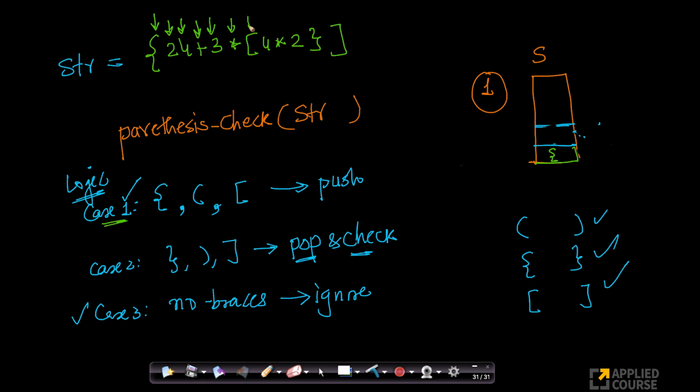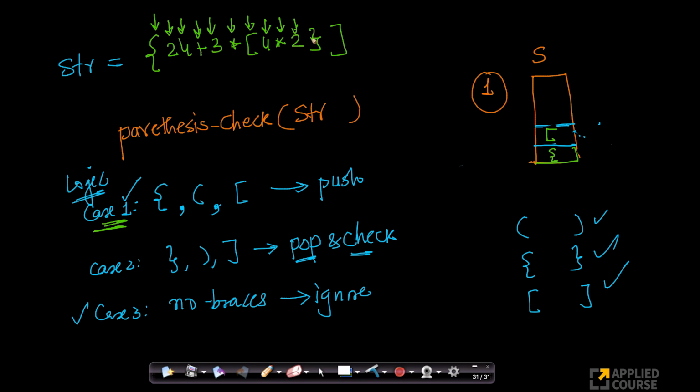Now, what is this next one? Next one is an open rectangular braces, which means we fall into case 1. What should we do? We should just push it to the stack. So we pushed it to the stack here. Now comes 4. It's not an open braces or a closed braces of any type, so we ignore. Then star, ignore. 2, ignore.